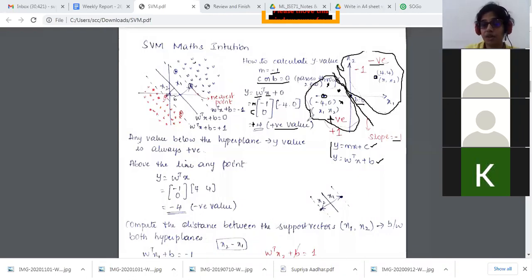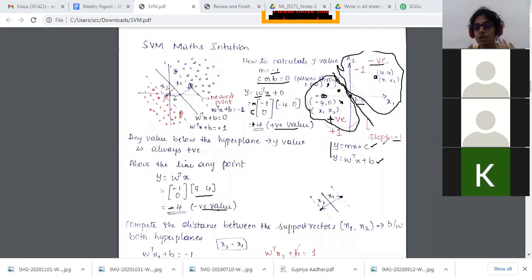Why negative? Let's try it out. We have one more point here, 4 comma 4. Let's try that point. W transpose x is -1 and 0, the slope of the line with intercept b equal to 0, multiplied by the data point 4, 4. When I multiply it, it becomes -4, which is a negative value. It falls above the line. You can try any of the other samples also, and you will get the same result.